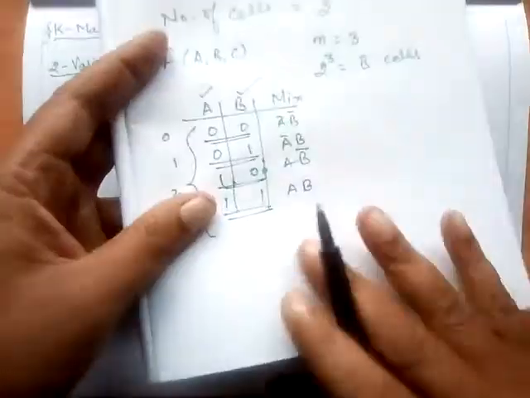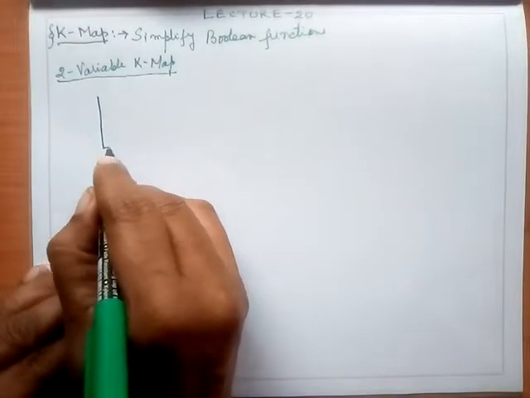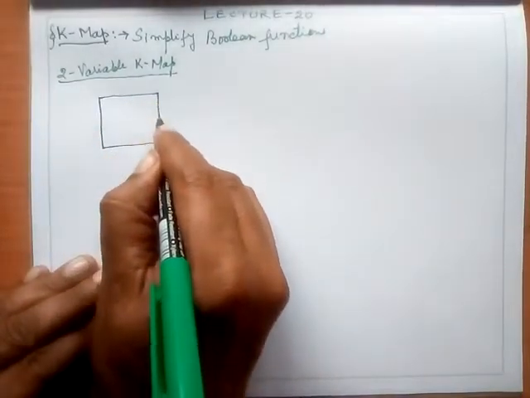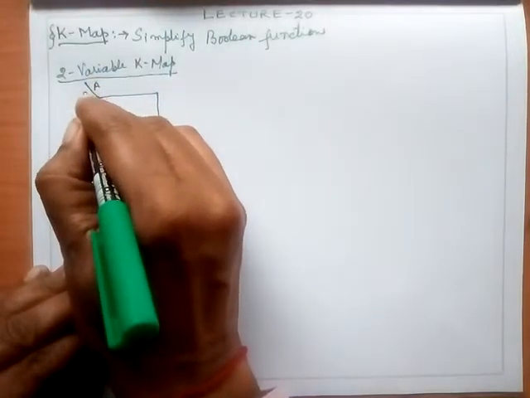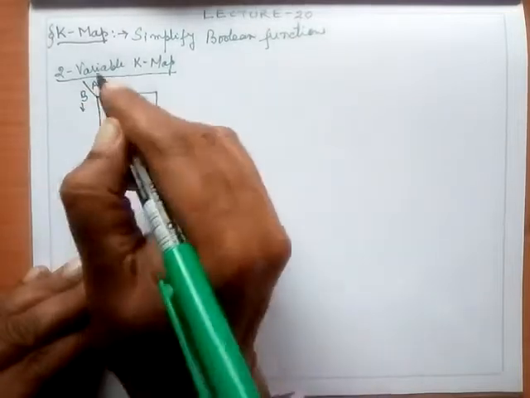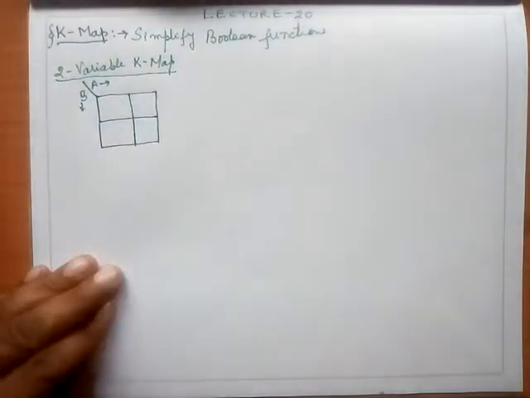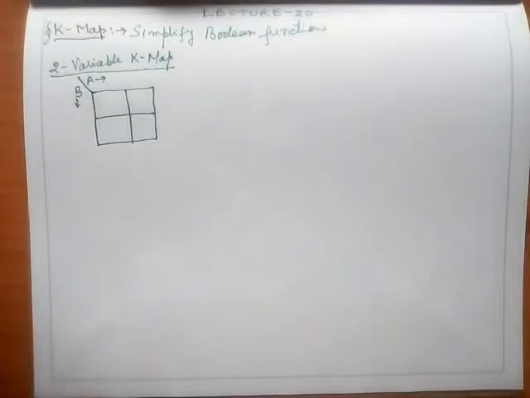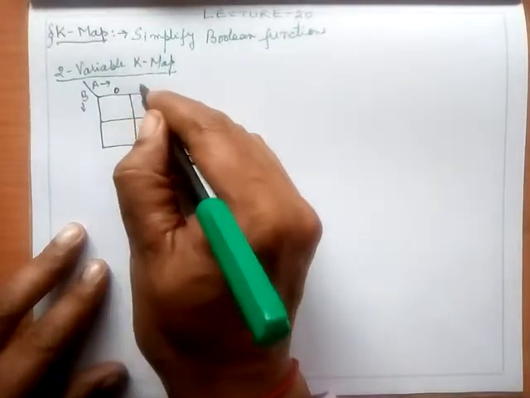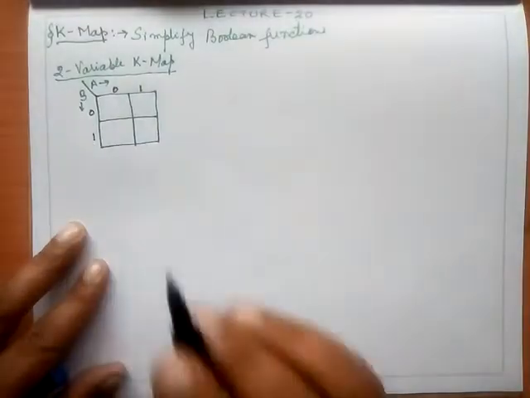So first of all, what I do, I simply draw a square, and on one side, suppose I say it is A and on the other side it is B. I divide this into 4 cells, 2 to the power 2, that is 4 equal cells. Now A can have a value either 0 or 1. Similarly, B can have a value 0 or 1. I hope this is clear to you.